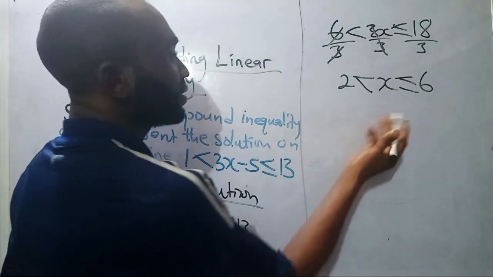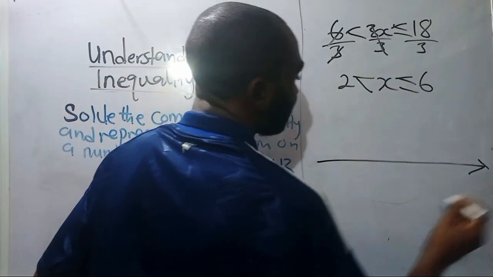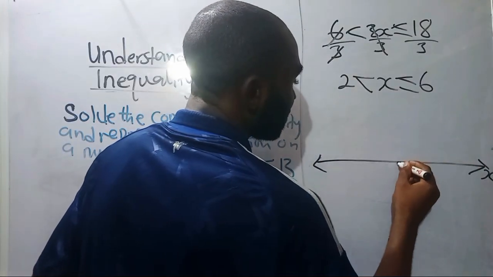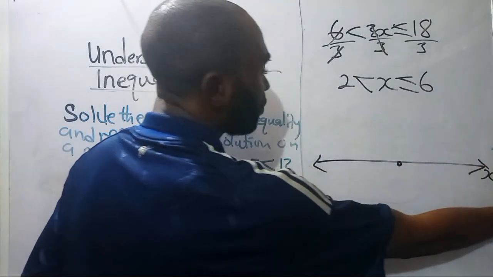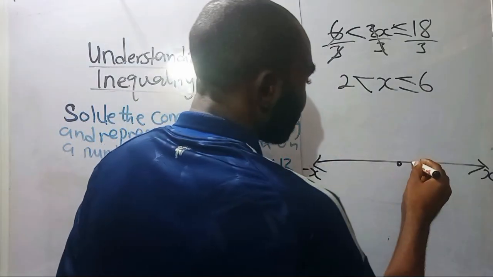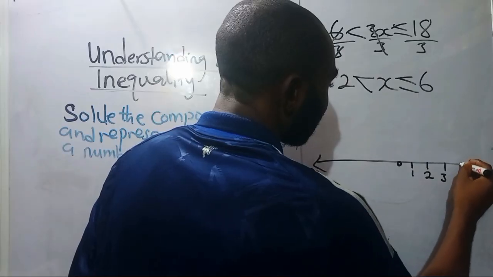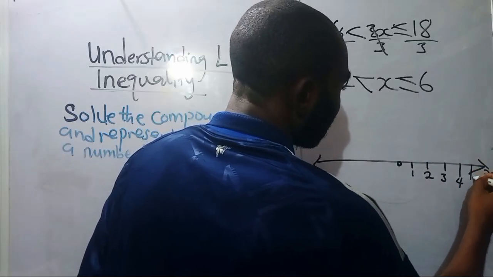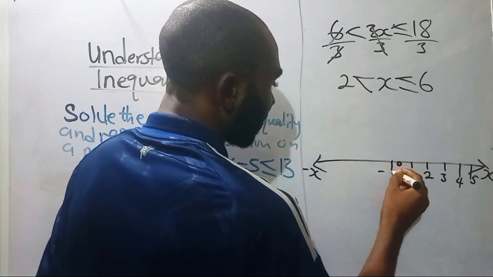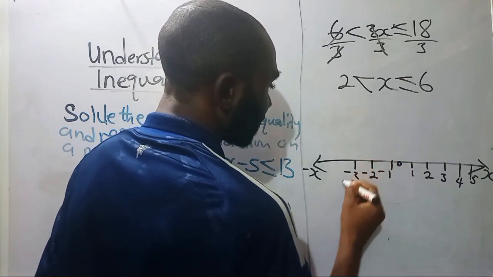So in drawing this on a number line, this is your number line. This is the origin. We call this side the positive values for x, and these are the negative values for x. So this is 1, this is 2, this is 3, this is 4, this is 5. And here we now have minus 1, minus 2, minus 3.